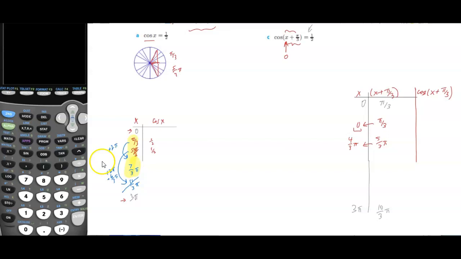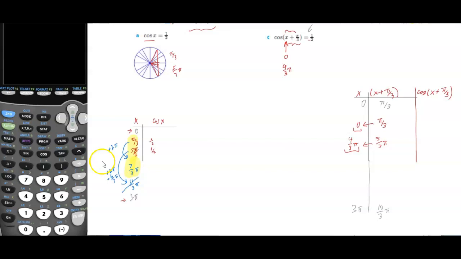I can do that with 4/3 pi too. If I put 4/3 pi in for x, then I would add pi over 3 to it. It would be 5/3 pi. Okay, and cosine of 5/3 pi is a reference triangle, which would give us cosine of 1/2. Okay, so both of those worked.